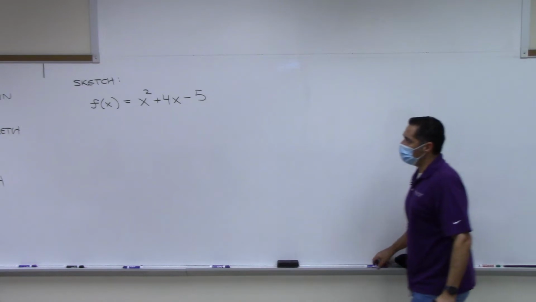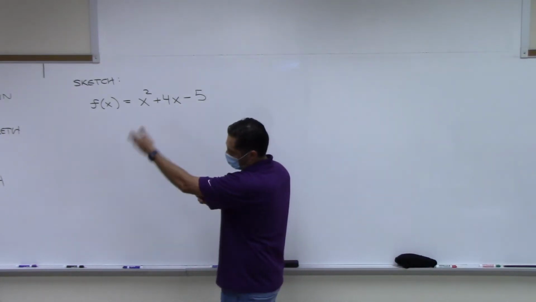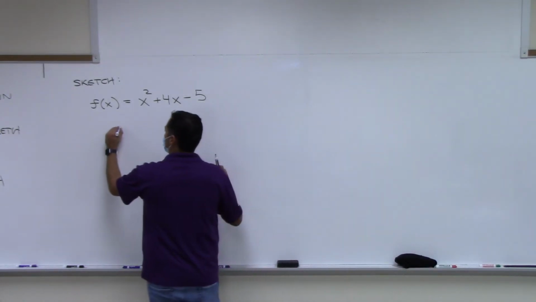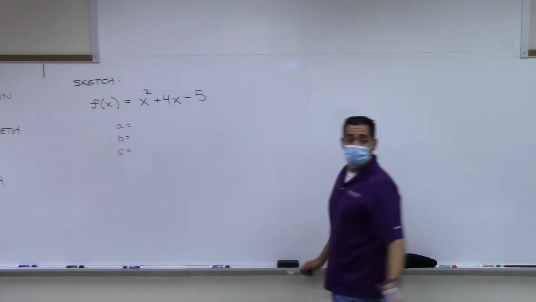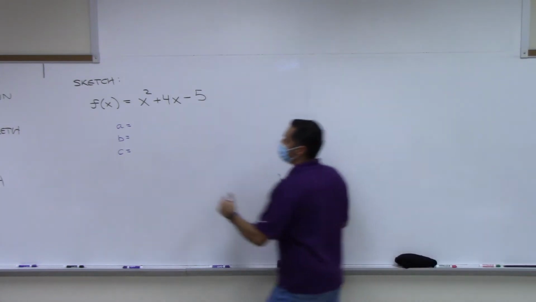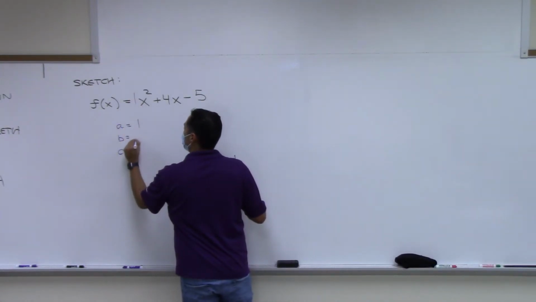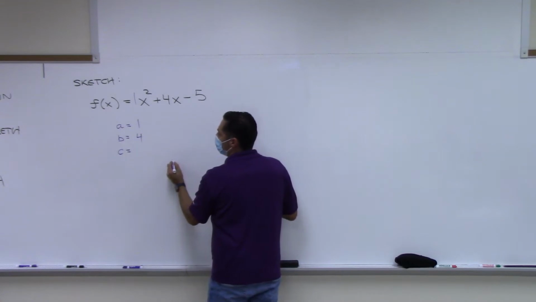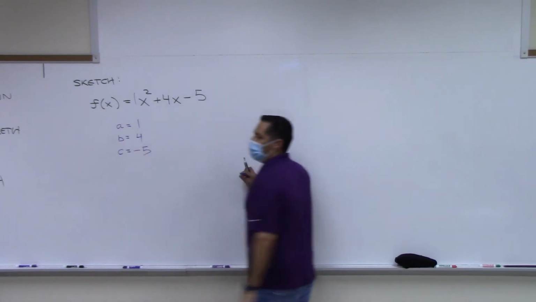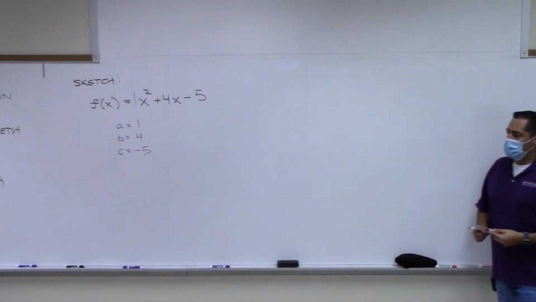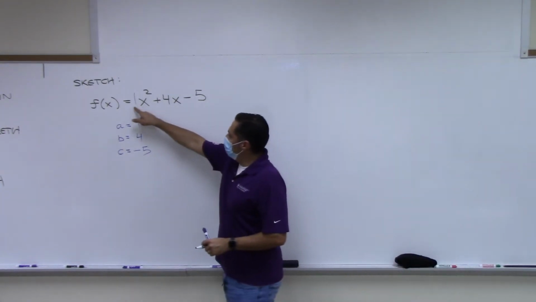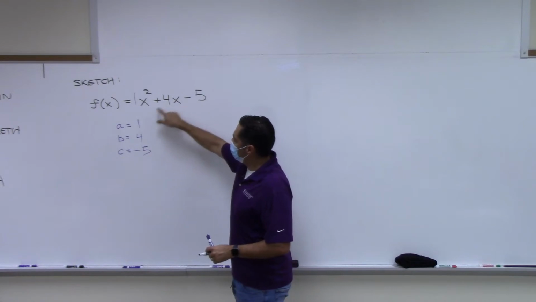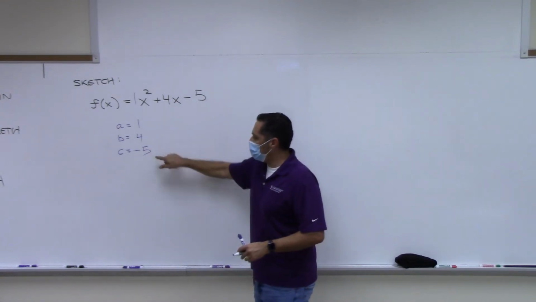All right, I like the very first thing, it's not on these steps, but I always like to just write down what's a, what's b, and what's c. So who wants to give me a? 1, okay, someone else give me b. 4, someone else? -5. Okay, there we go. We've got a, b, and c, right? It's the numbers in front of those things, right? The number in front of x squared is 1. The number in front of the x is positive 4. The number by itself is -5.